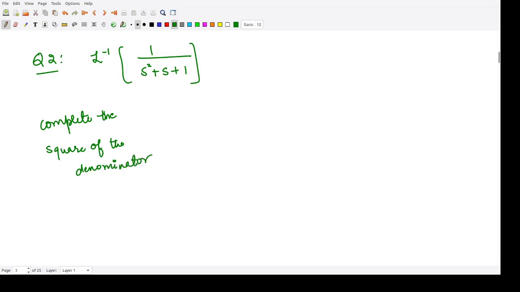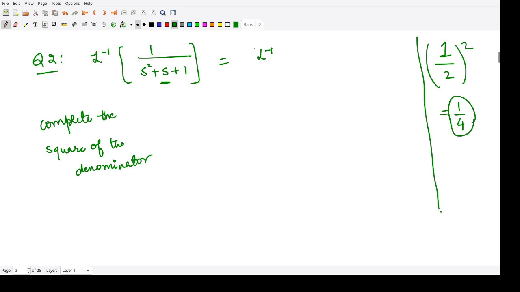So for completing the square, what you have to do? You have to take the mixed term, that means s to the power 1, and its coefficient is 1. Then you divide that coefficient by 2, then you take the square of that coefficient. So what is this quantity? This is 1 by 4. So you add 1 by 4 and you subtract 1 by 4. So it would be Laplace inverse of 1 divided by s square plus s plus 1 by 4, and then minus 1 by 4 and plus 1.